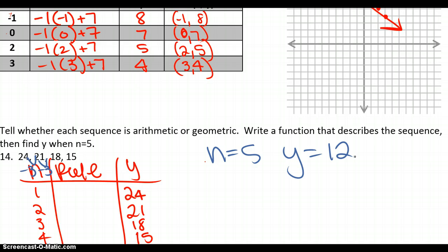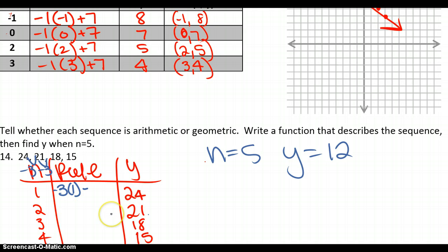Now you need to find a rule in this sequence. And just rest assured that I'm not going to ask you anything this tricky on the test. So you need to multiply your n by 3, and then you need to subtract. So if I have 3 times 1 is 3, and I need to get to 24, I need to, this is actually -3, so it's -3 times 1, because I had to subtract 3 here. I know I need to have a -3 in my rule.